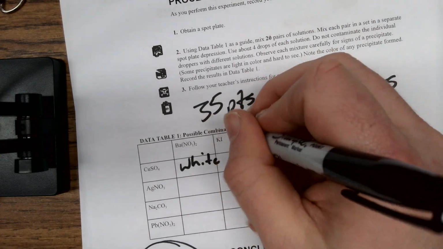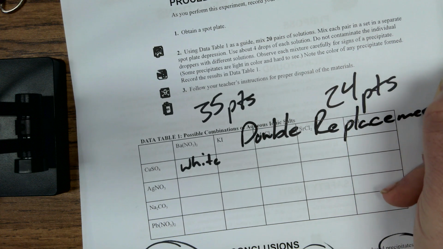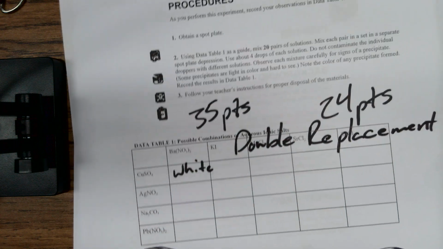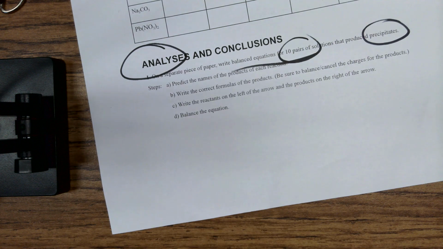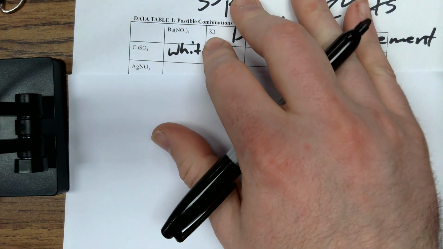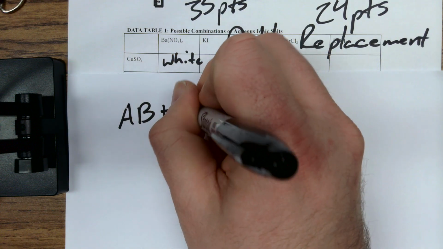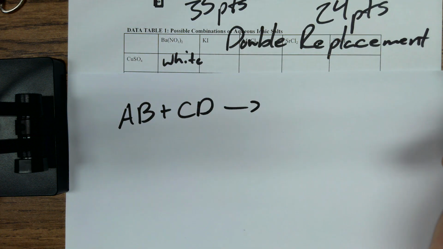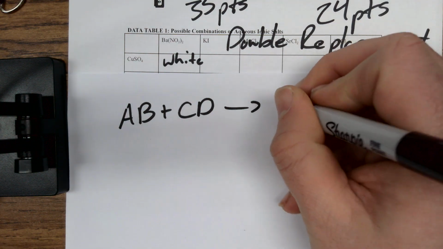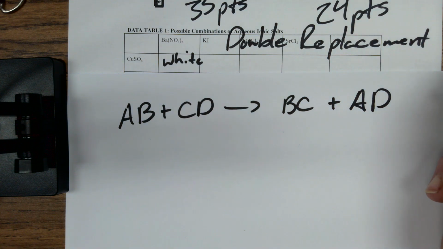On a piece of paper, you're going to walk through, because all of these are double replacement equations. And I want you to see the skeleton of a double replacement equation. AB plus CD will yield, or react to form, BC plus AD. This is big.